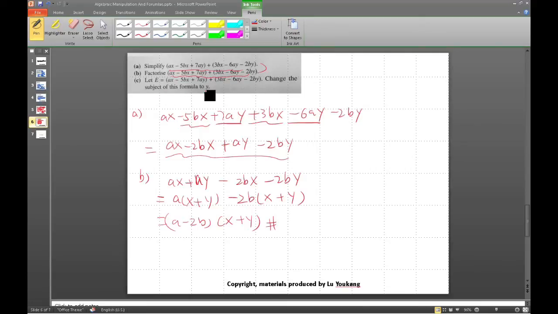That's our answer. And we are asked to let e equal to this expression. In fact, question C is similar to question B and A. So we just take e equals to our answer in B. So I have e equals a minus 2b times x plus y. We are asked to make y the subject of this formula. So simply we get y equals e over a minus 2b minus x. And that is the answer for this question.